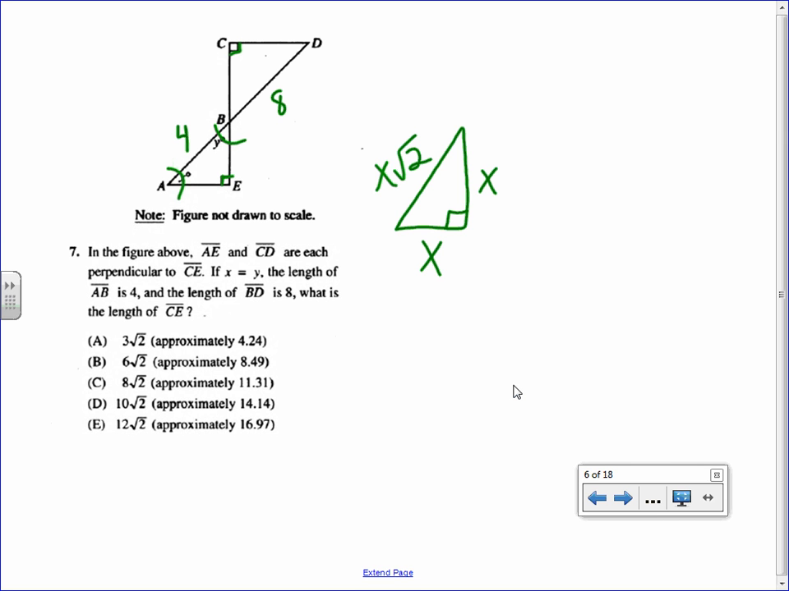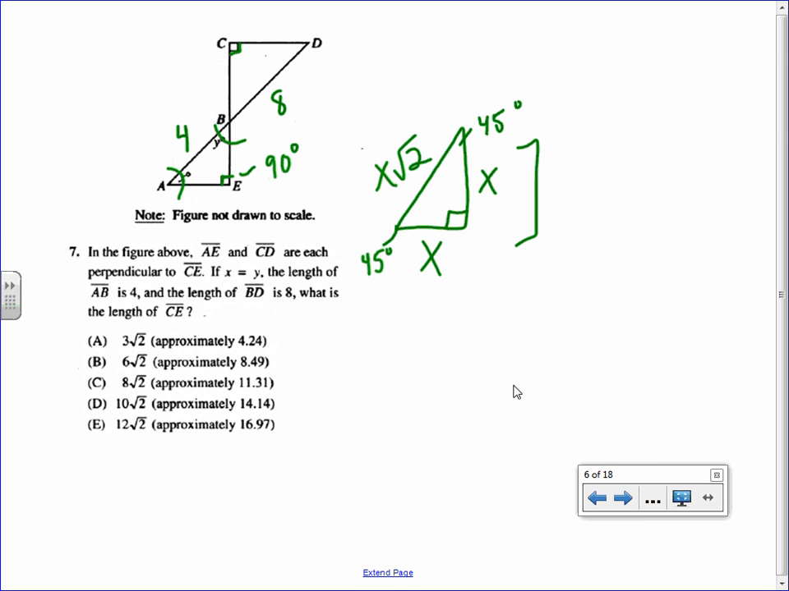Okay, so because X and Y are congruent, and this is a right triangle with a 90-degree measure here, then we know that we have a 45, 45, 90 triangle, because these angles here are 45. And if we know that, then we know that the sides are set up like this.